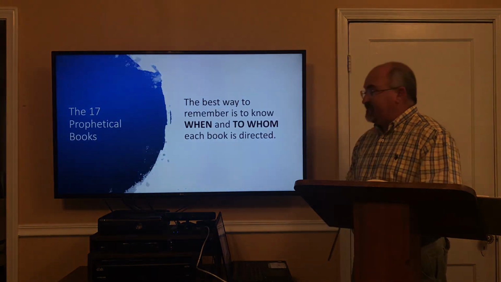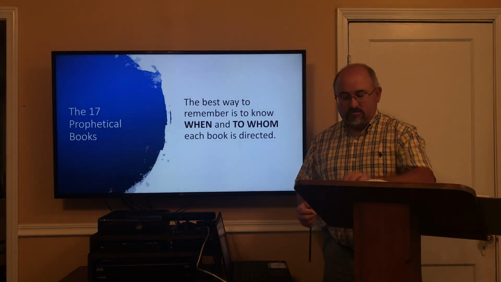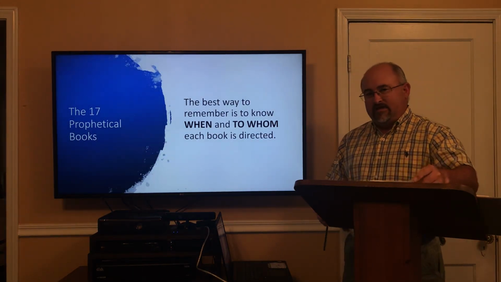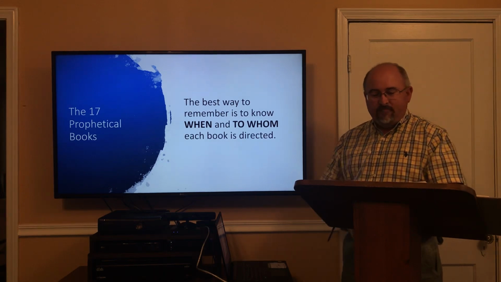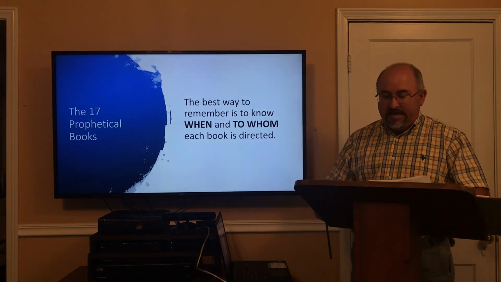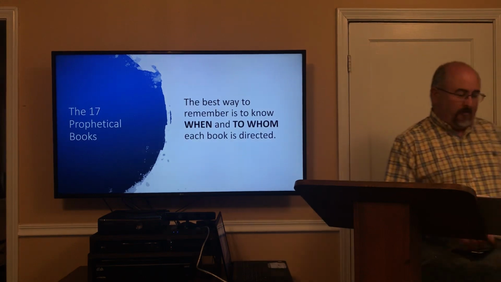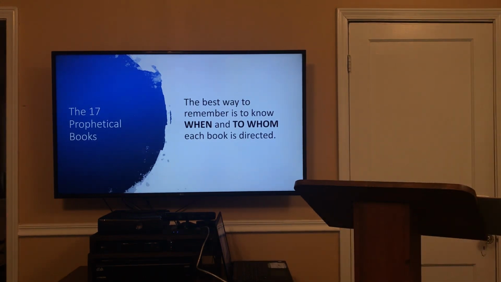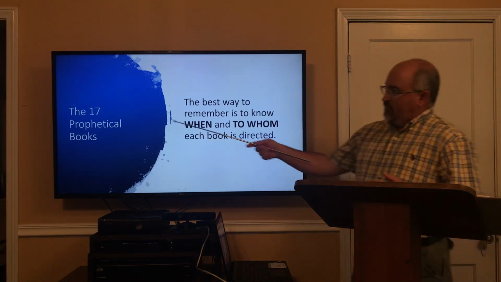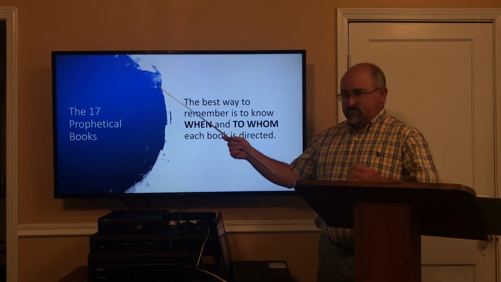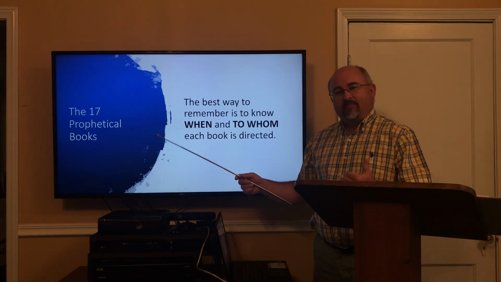All right, those are the 5 poetry books. I hope you can begin to see and understand what you will find in the poetry books. Now, for the remaining books, there are 17 prophetical books. There's the 5 major prophets and the 5 minor prophets.